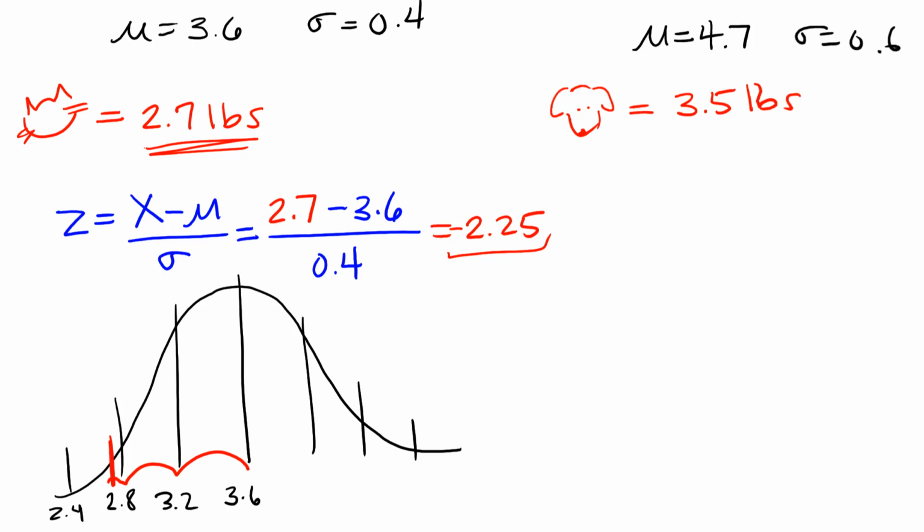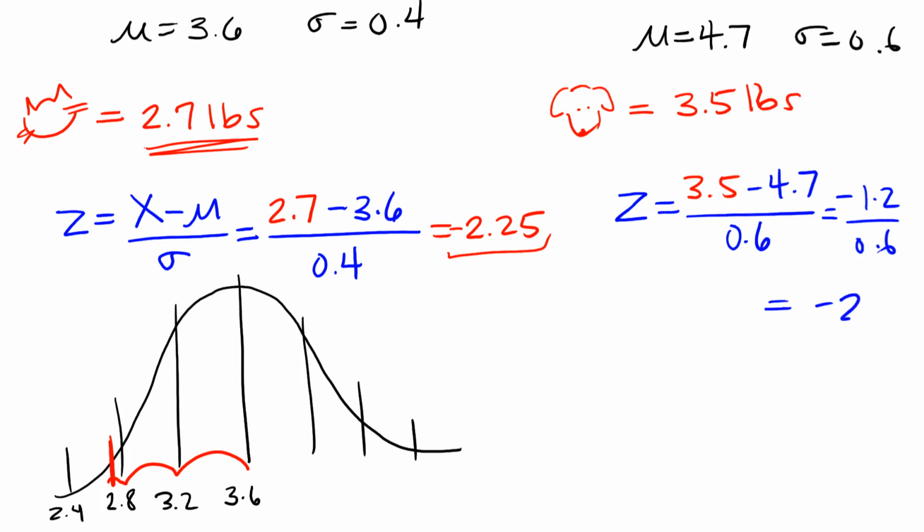The only way we could figure this out is by doing z equals and doing the same calculation. How far is 3.5 below 4.7? But we have a larger spread in terms of puppy weights, based on my completely made up numbers, so we'll divide by 0.6. We do the same thing: 3.5 minus 4.7 is negative 1.2, all over 0.6, which is negative 2.